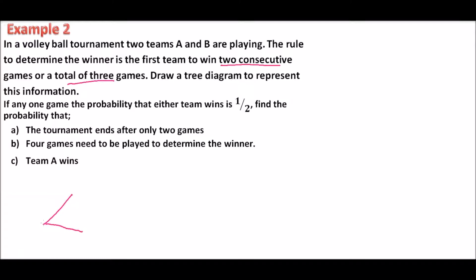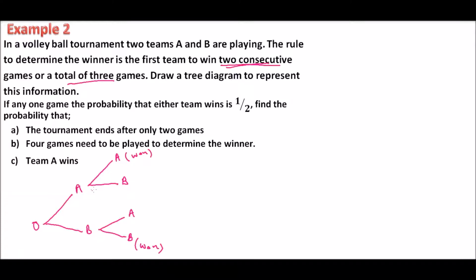So that is our starting point. Team A can win the first game or team B. Then the second game: if A wins the second game, it means it has won because it has satisfied 2 consecutive games. Alternatively, B can win the second game, meaning they have to play another one. We come to the other branch. A can win the second game, so they have to play another one. If B wins the second game, then it's first and second, so it has won.